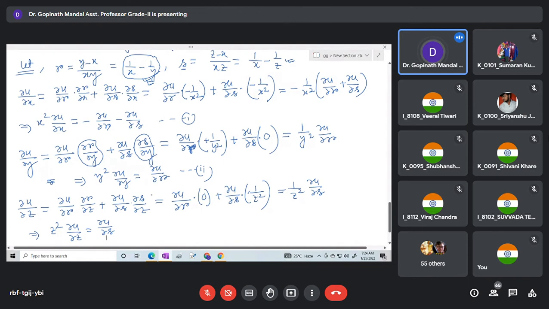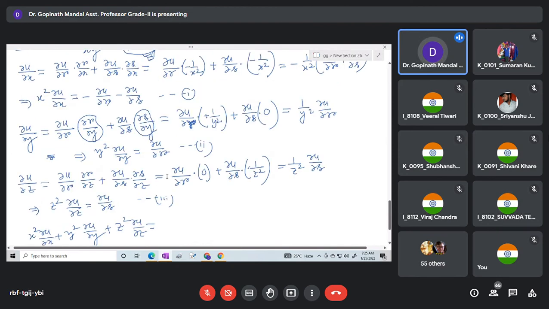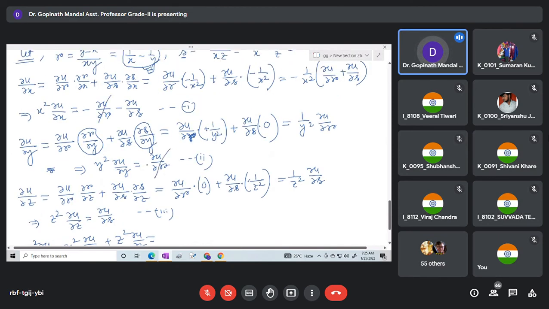Now add equation numbers 1, 2 and 3. We get x² ∂u/∂x plus y² ∂u/∂y plus z² ∂u/∂z. This will be equal to minus ∂u/∂r plus ∂u/∂r minus ∂u/∂s plus ∂u/∂s, which is equal to 0.